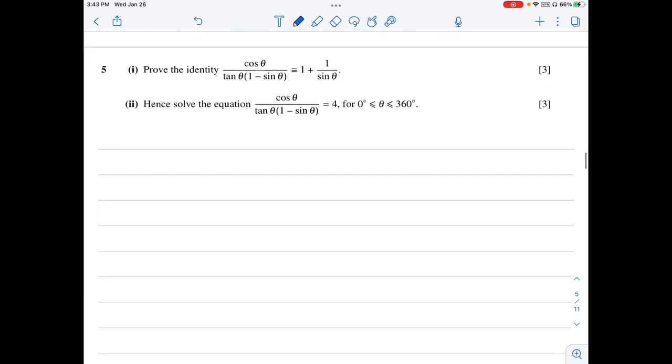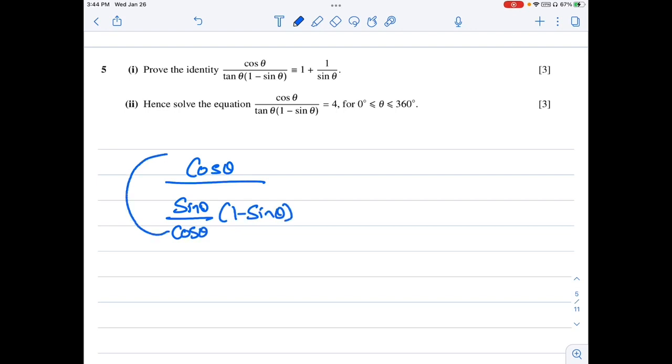Question number 5. Prove the identity cos θ / (tan θ (1 - sin θ)) equal to this much. So cos θ, tan θ is sin θ / cos θ, times (1 - sin θ). So this cos θ is multiplied upwards, so it becomes cos² θ / (sin θ (1 - sin θ)).